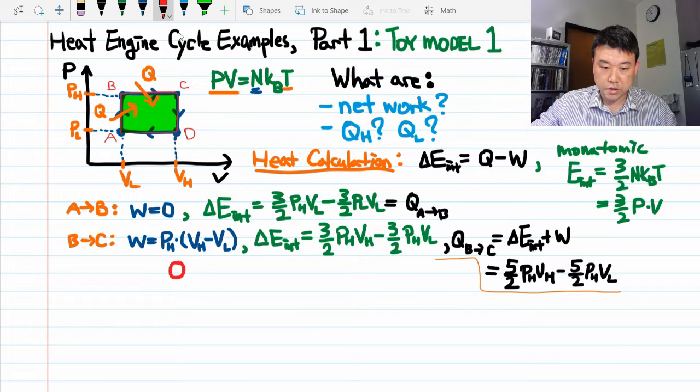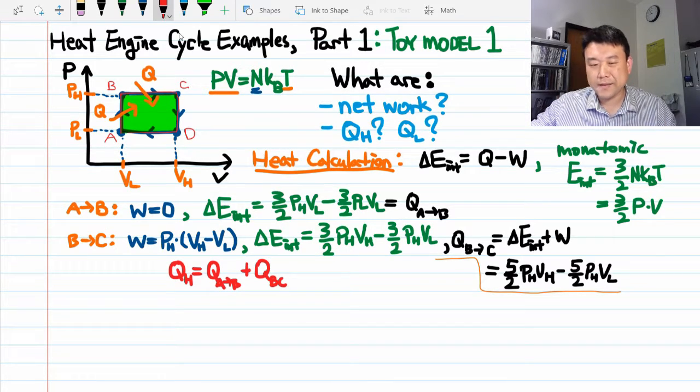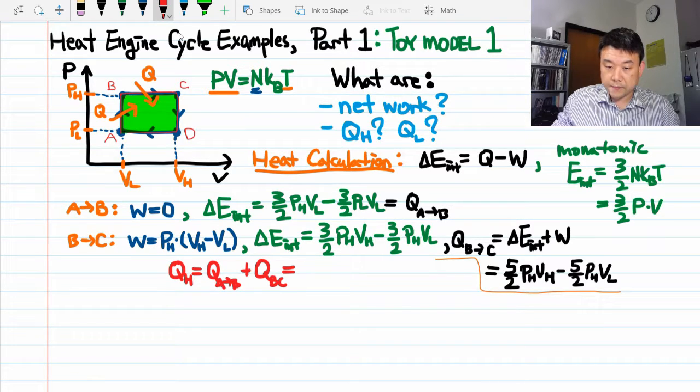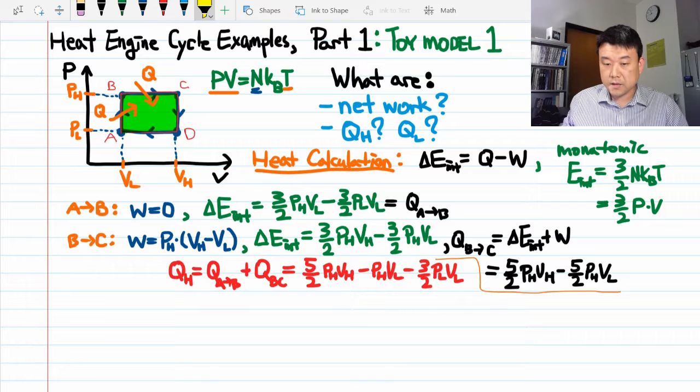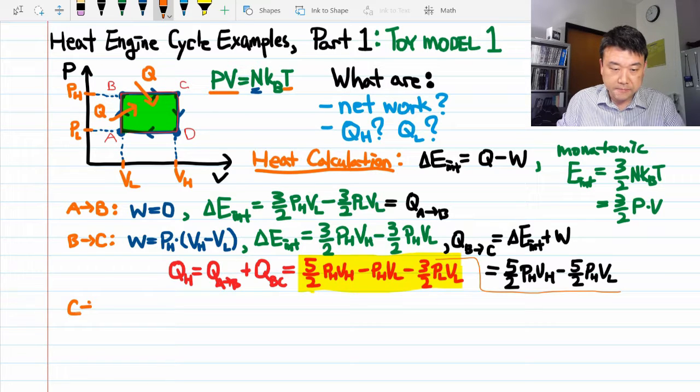So Q_H is Q_AB plus Q_BC. Let me again write that down on a separate piece of paper and copy the result here. I have canceled out some terms, and this is the result. Let me highlight it so that I can find it on this very complicated page easily. Alright, let's keep going. Process C to D.